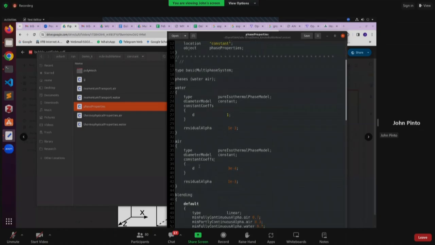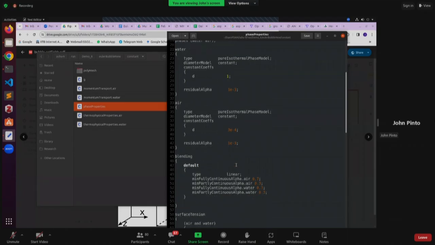And for air, again, we are using the constant diameter model. So the diameter of the air particles or air bubbles we have given as 0.3 mm. Then we have something called blending. Blending will help the solver decide in which region we have a continuous phase, and in which region we have a dispersed phase.